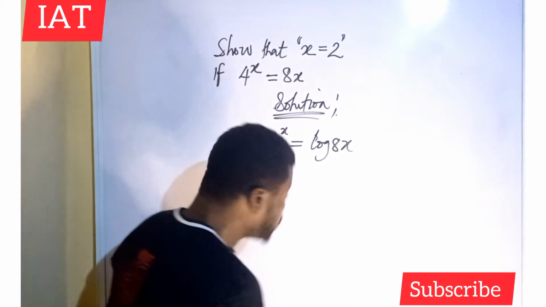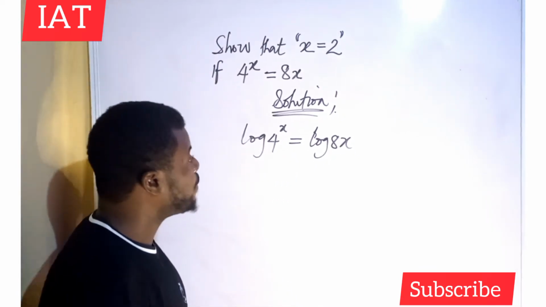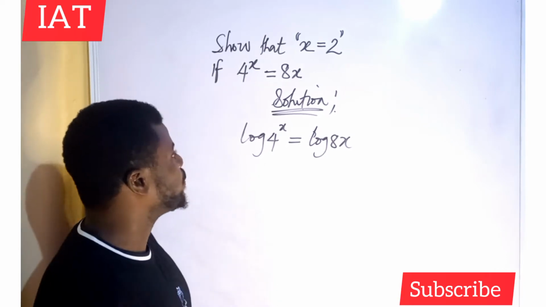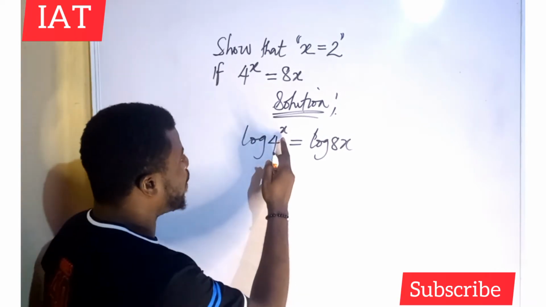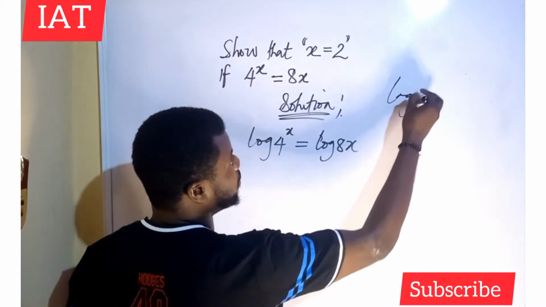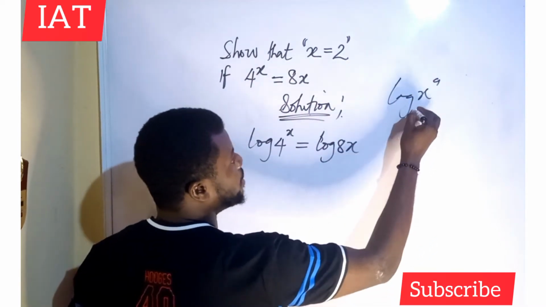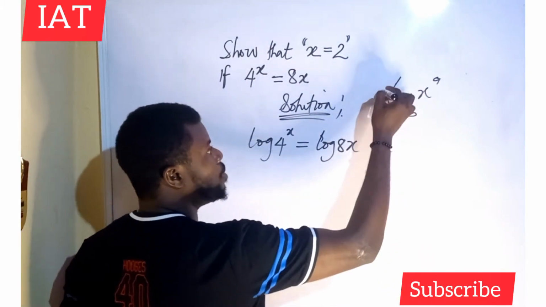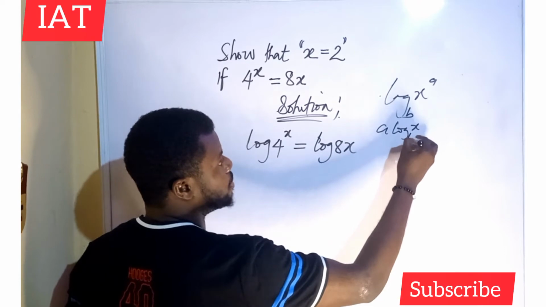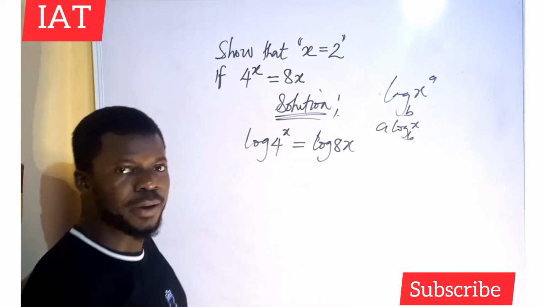Whatever you do to the left-hand side of the equation, you have to do to the right. So I'm adding log to both sides, and here we obey the power law of logarithms. What do we mean by power law? Let's look it down here. If I have the logarithm of x to the power of a, to base b, this a can come in front of the logarithm and become a log x to base b. That's the power law of logarithms.